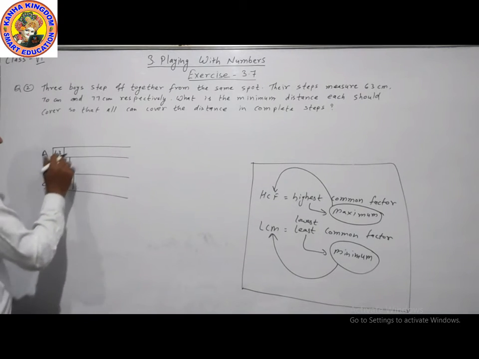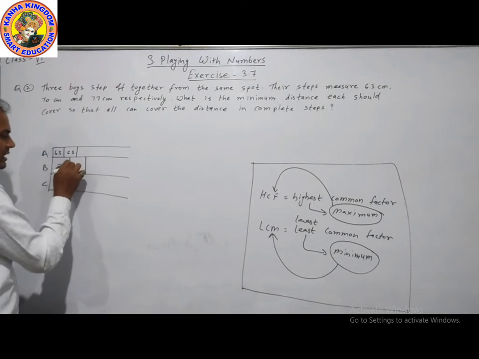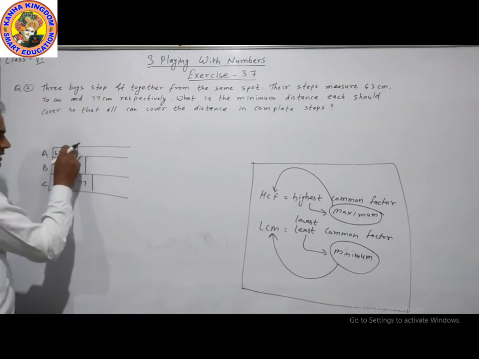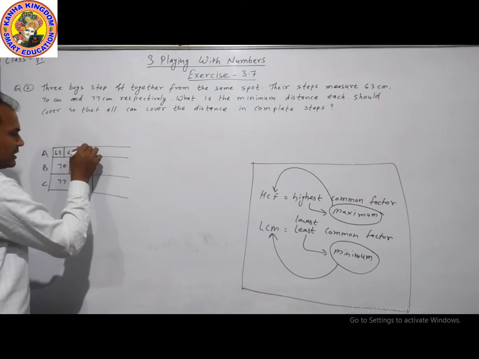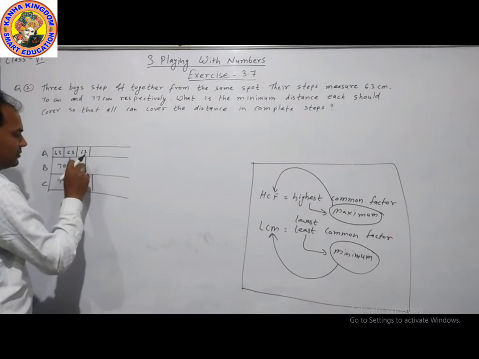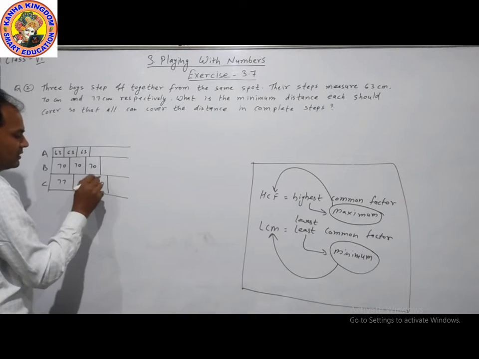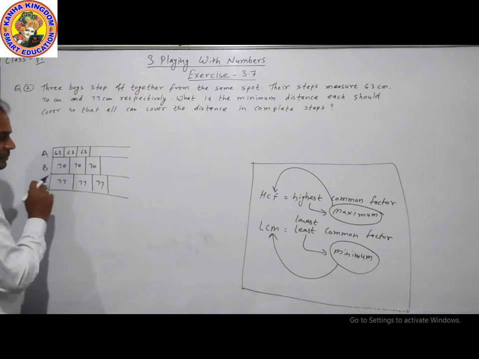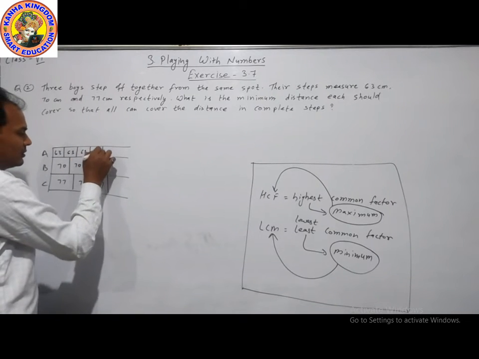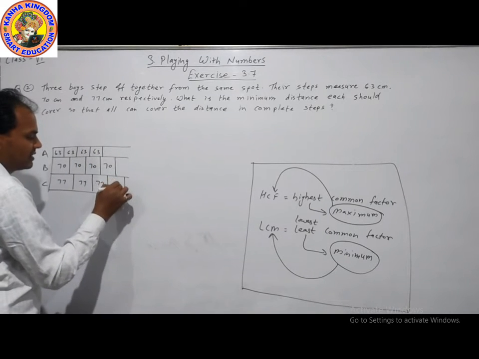This is the first step. In the second step, this will be 63, this will be 70, this will be 77. These steps are not at the same position. Now in the third step 63, this is 70, this is 77. These steps are also not at the same position. Now 63, 70, 77 and so on.